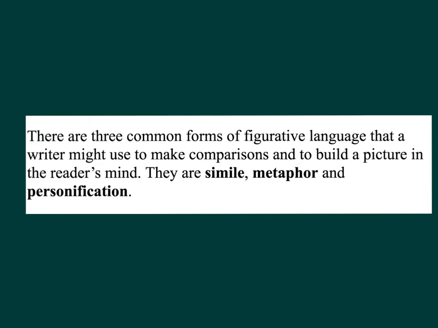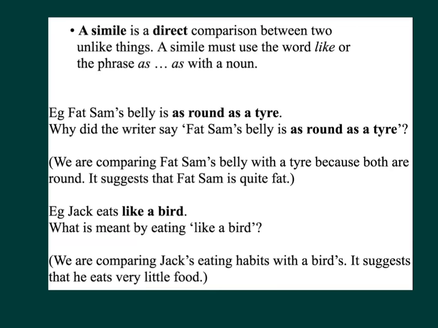There are three common forms of figurative language that a writer may use to make comparisons and to build a picture in the reader's mind. They are simile, metaphor, and personification. A simile is a direct comparison between two unlike things. A simile must use the word like or the phrase as with a noun.